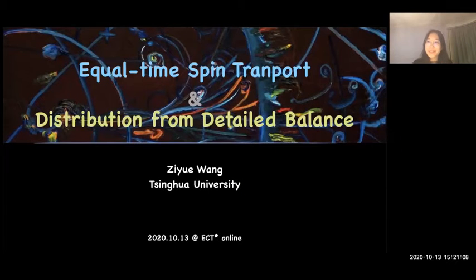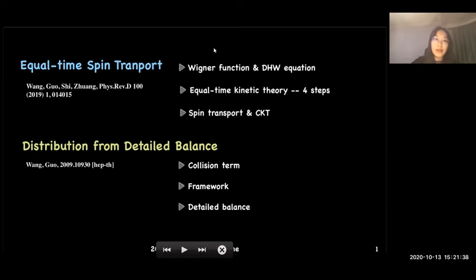I want to take this chance to talk about the equal time spin kinetic theory and, as an example, the spin transport as well as the CKT. And then I will introduce our recent work about the collision terms in the spin transport and show how to derive the equilibrium distribution function from the requirements of detailed balance. These two topics are based on our work last year and a recent paper.